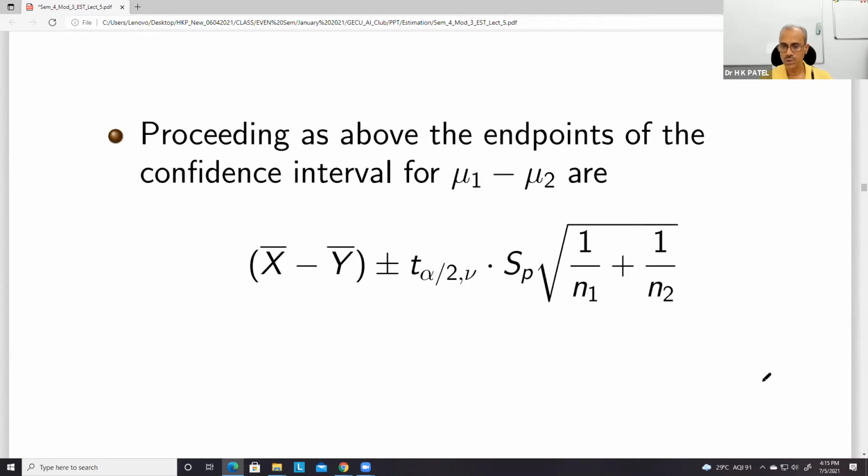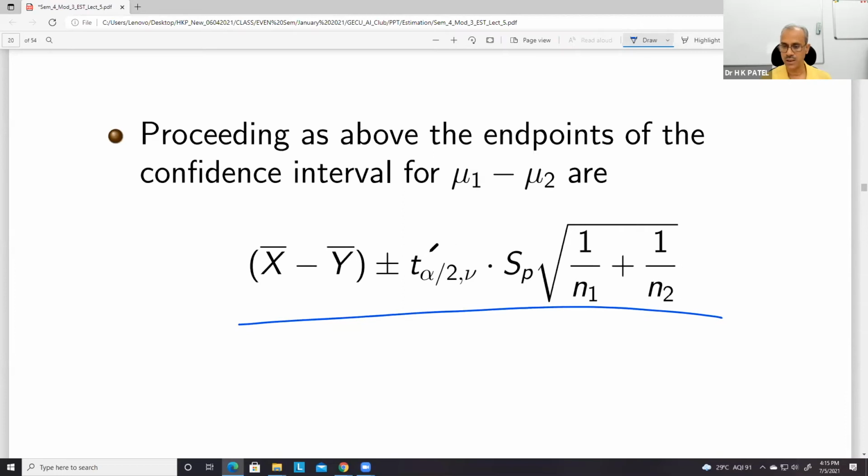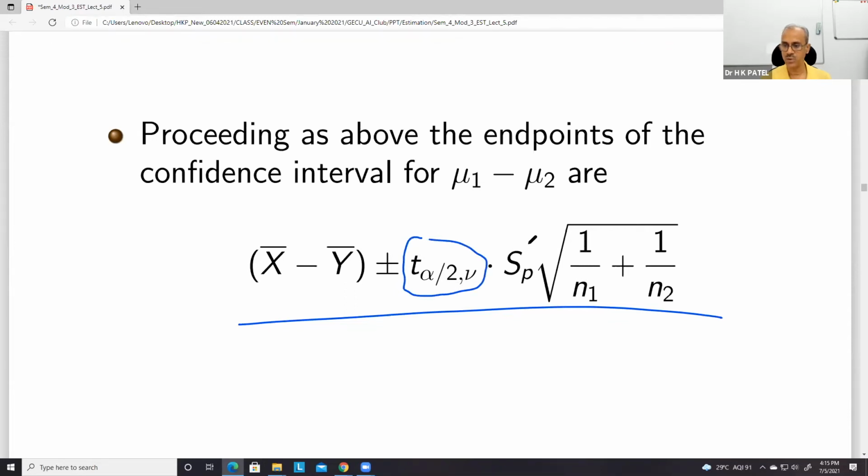So if you compare this result with the previous one, then in place of Z alpha by 2, we have T alpha by 2. And in place of sigma, we have SP. There it used to be sigma 1 square, sigma 2 square. But this is because both sigmas are equal, so we can take out, and then sigma is approximated by SP. So these are our lower and upper limit.